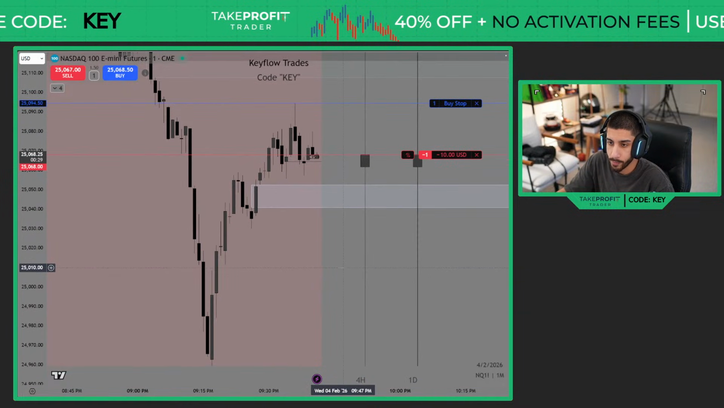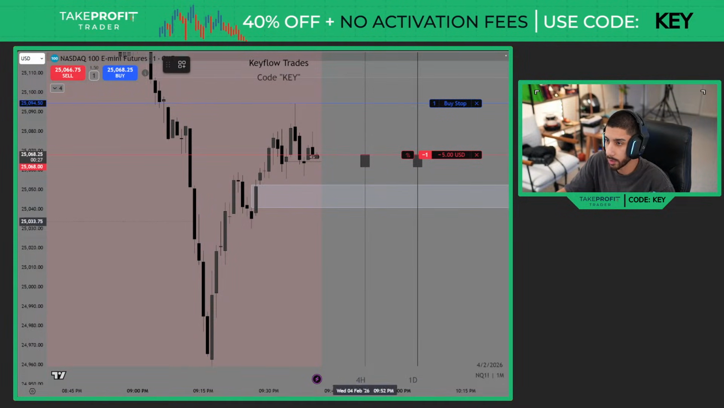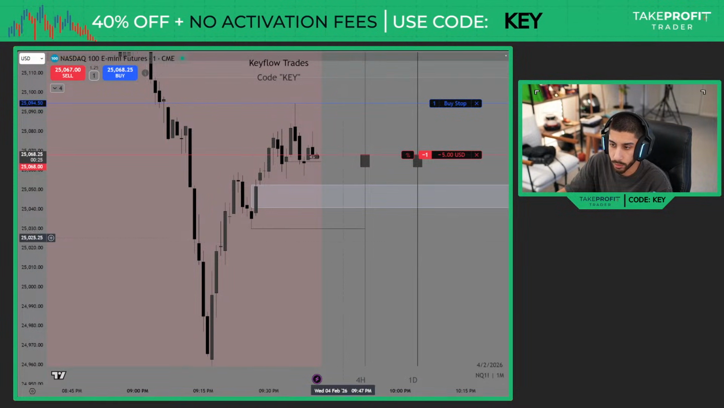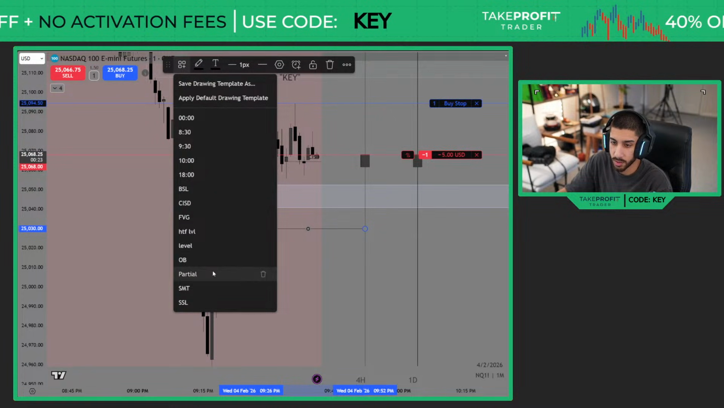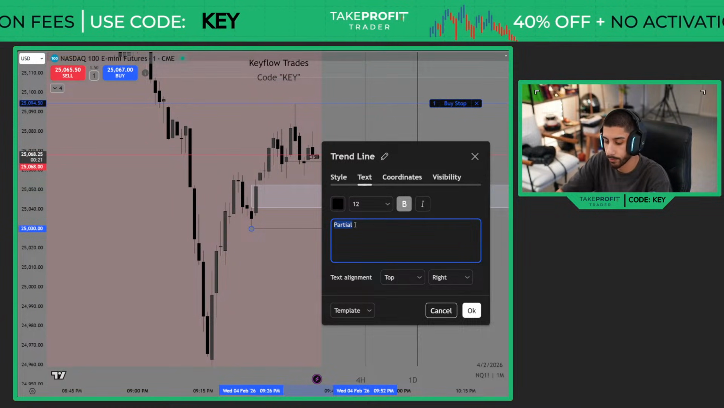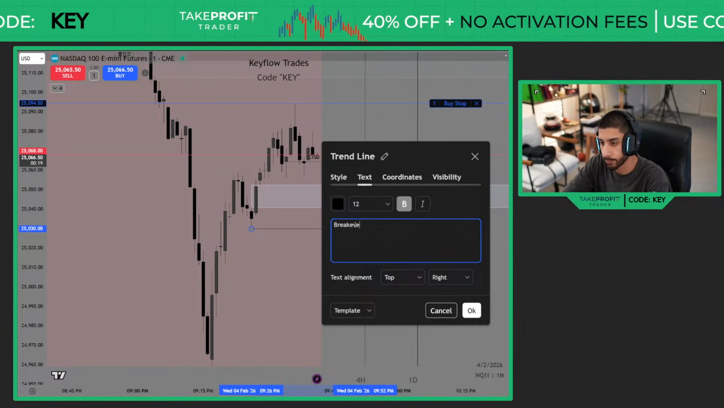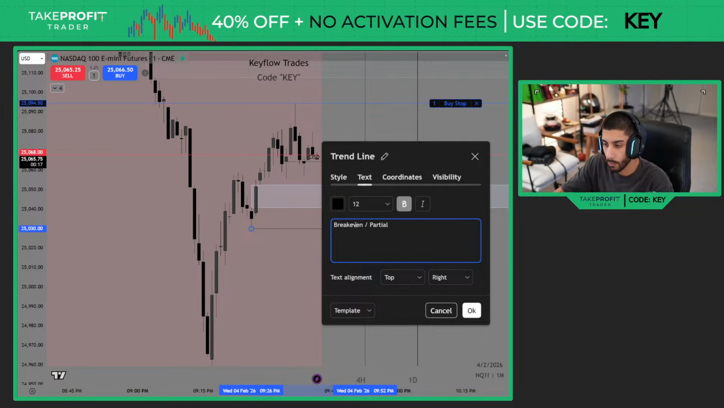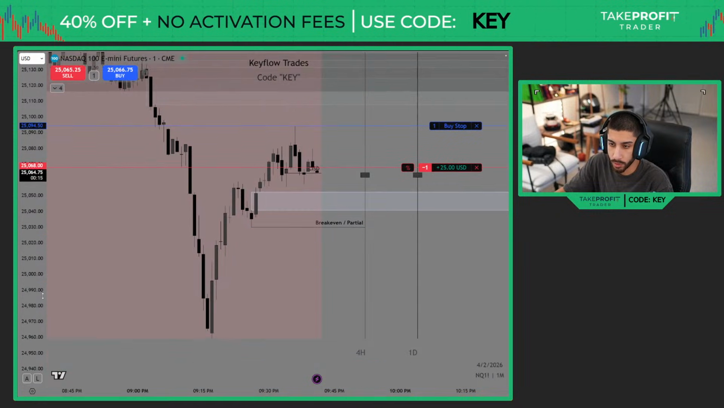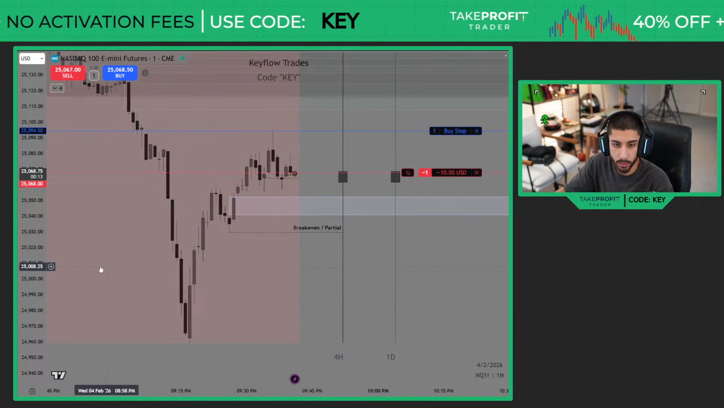Target, first target here, 25,030. This is break even. And then the lows are going to be a nice final target.